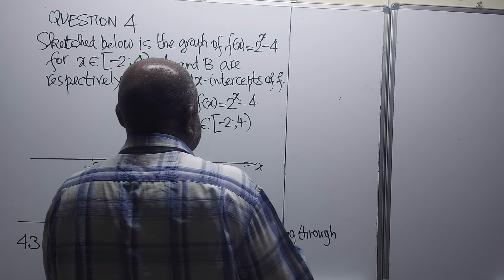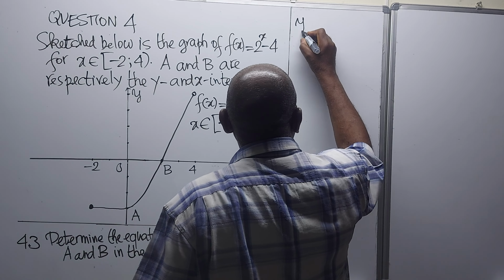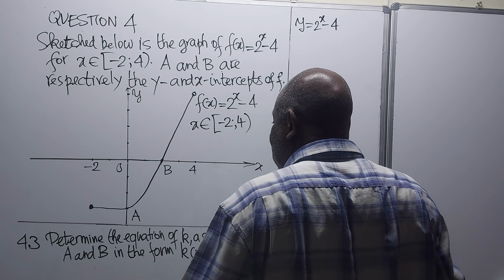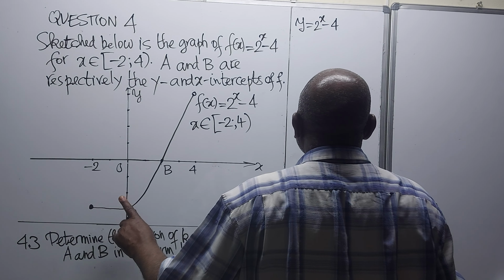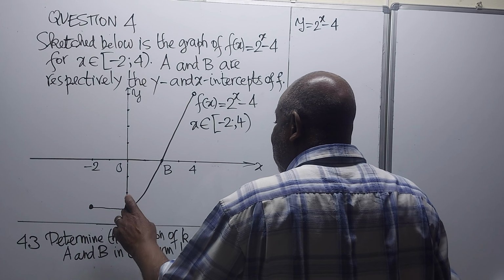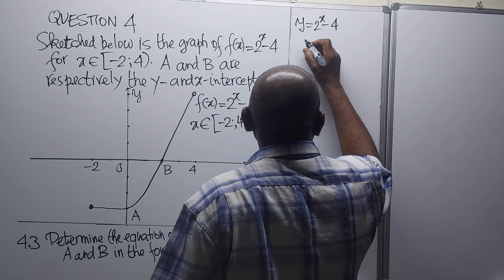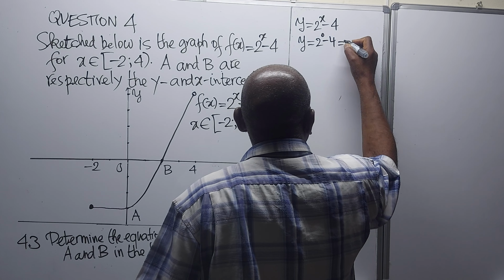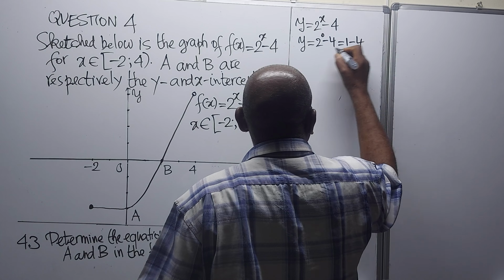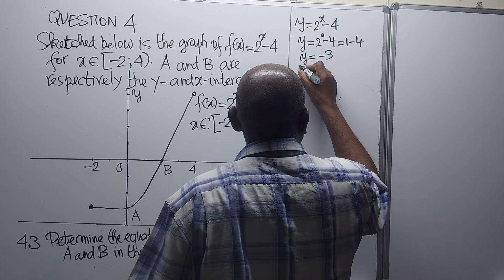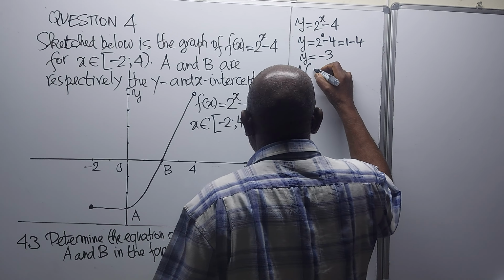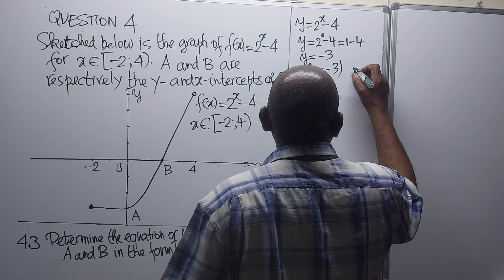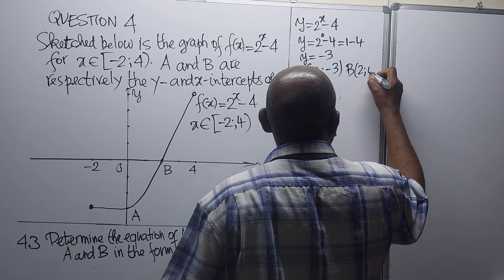For the y-intercept, we need to get the coordinate of A. We write y = 2^x - 4. Here y will be equal to the value when x is equal to 0. So y = 2^0 - 4. We're getting 1 - 4, so y will be equal to -3. So the coordinate of A is (0, -3). The coordinate of B, remember, was (2, 0).